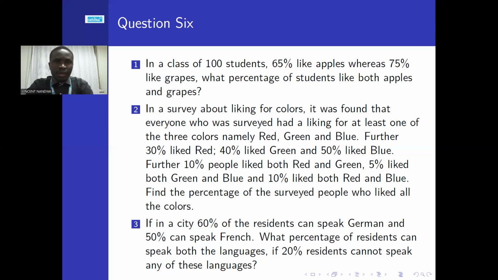And question 3, if in a city, 60% of residents can speak German and 50% can speak French, what percent of residents can speak both languages if 20% of residents cannot speak any of these languages?